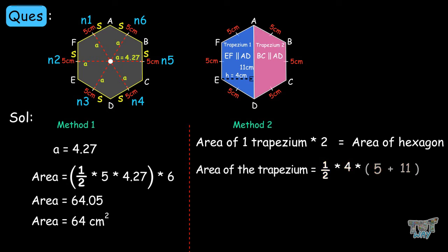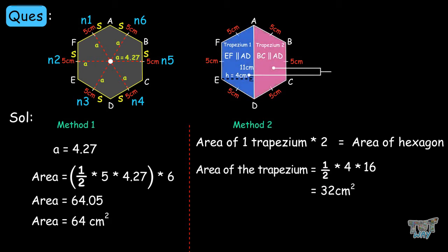And you will get 16 as the sum. Then you will get 32 centimeters. And finally, 32 centimeter squared is the area. So that is the area of one trapezium, and there are two in this hexagon.